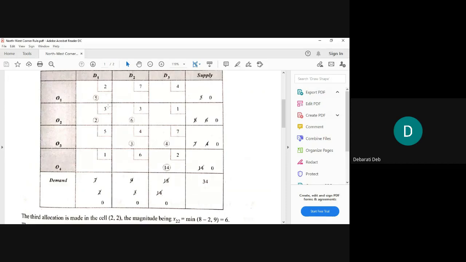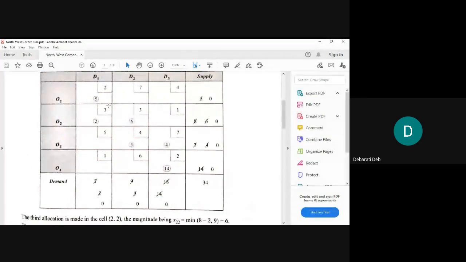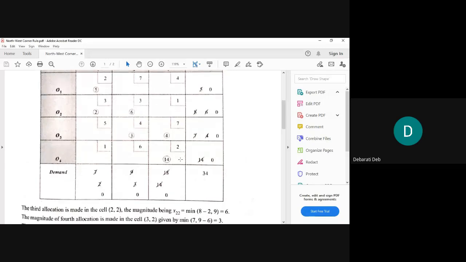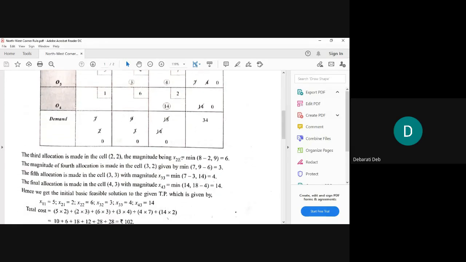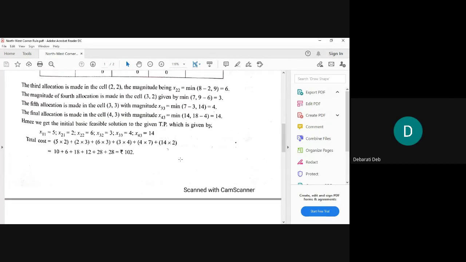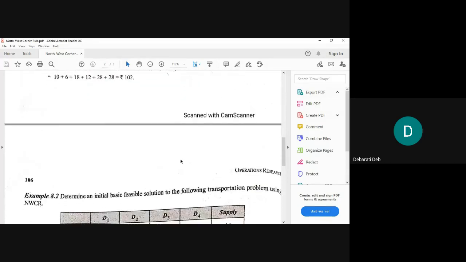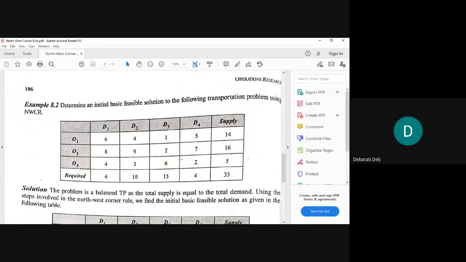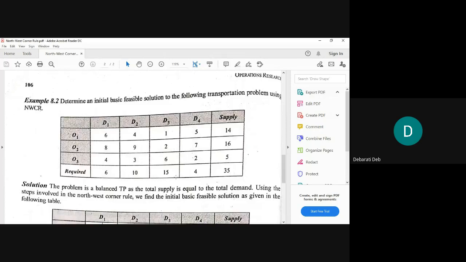Then you'll have to see in which boxes these numbers have been assigned. Then you'll have to multiply those assigned numbers with the cost present in that box. That means it will be 5 into 2 plus 2 into 3 plus 6 into 3 plus 3 into 4 plus 4 into 7 plus 14 into 2. That is how you will get the total cost. Tell me if anyone has done this. Have you got 102? You will get 102 if you do this calculation. Once you do this calculation, only then your sum is completed. Otherwise, the sum will not be considered as a completed one.